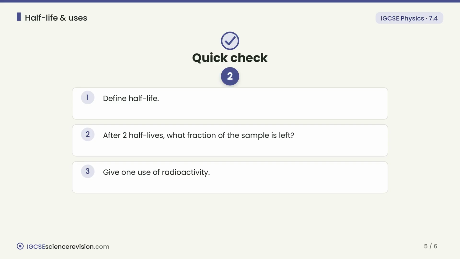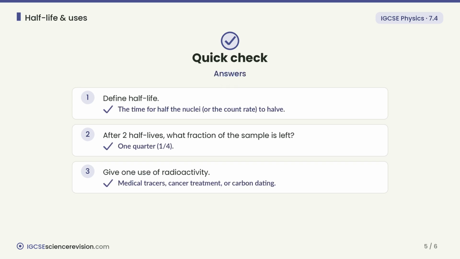3, 2, 1. Here are the answers. 1. The time for half the nuclei, or the count rate, to halve. 2. 1/4. 3. Medical tracers, cancer treatment, or carbon dating.